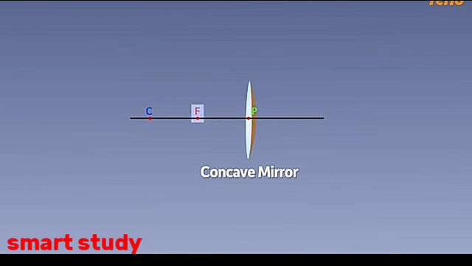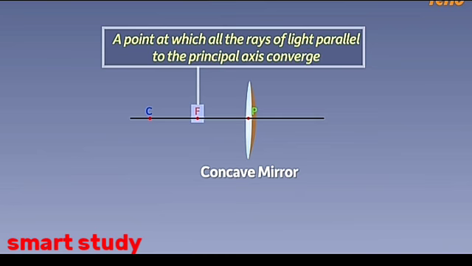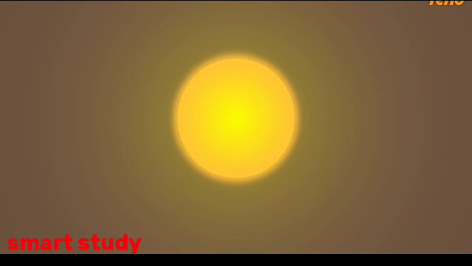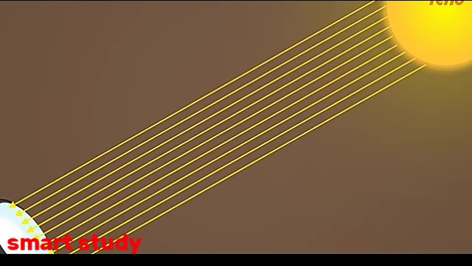Now this focal point of a concave mirror is a little more than just a midpoint. It's also a point where all the rays of light parallel to each other as well as to the principal axis converge after reflection. Let's try to understand the statement in detail. Let's take the sun as our object. Why? Because I want only parallel rays of light to be incident on the mirror. And the rays of light from the sun can be considered to be almost parallel.